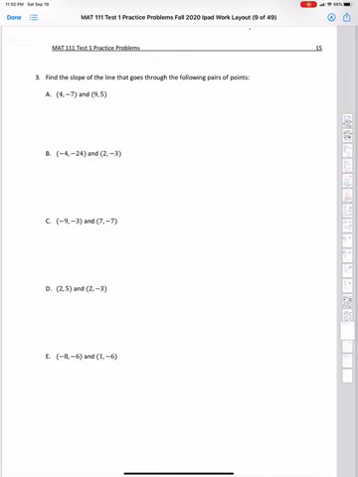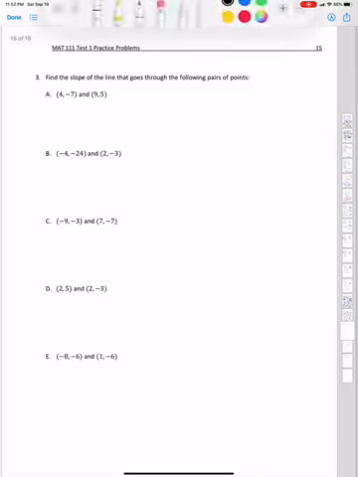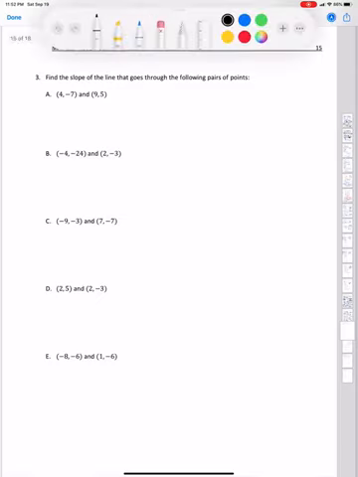All right, moving on. Let's take a look at this next problem as we're looking at finding slope. It says find the slope of the line that goes through the following pair of points. So remember, slope is the direction of your line. It's the rise and the run between any 2 points on a line. So let's go ahead and write our definition up here.